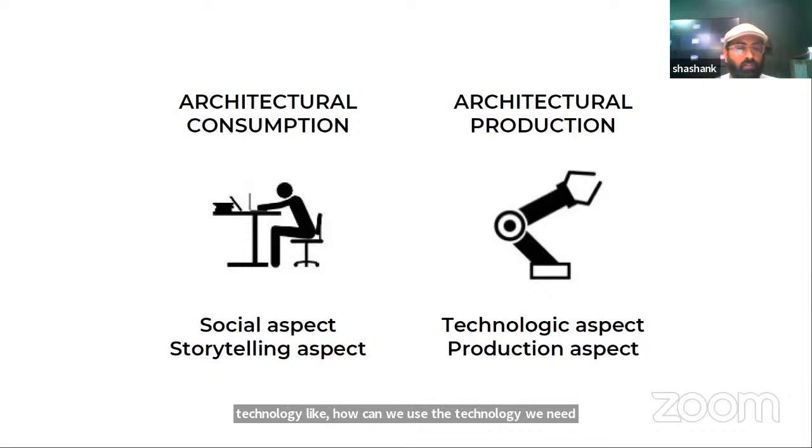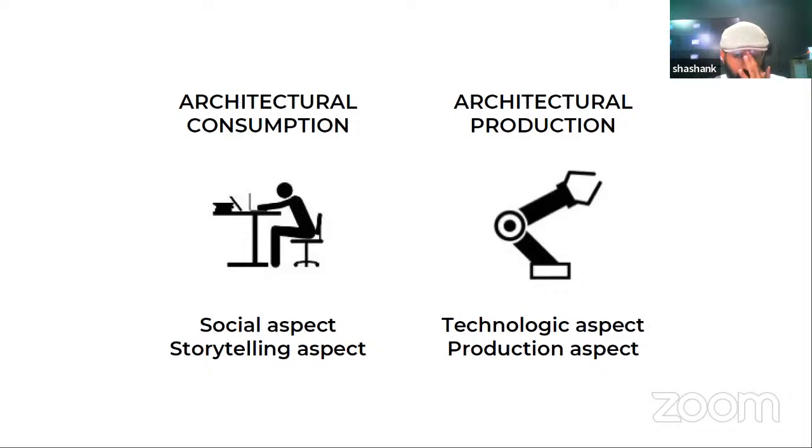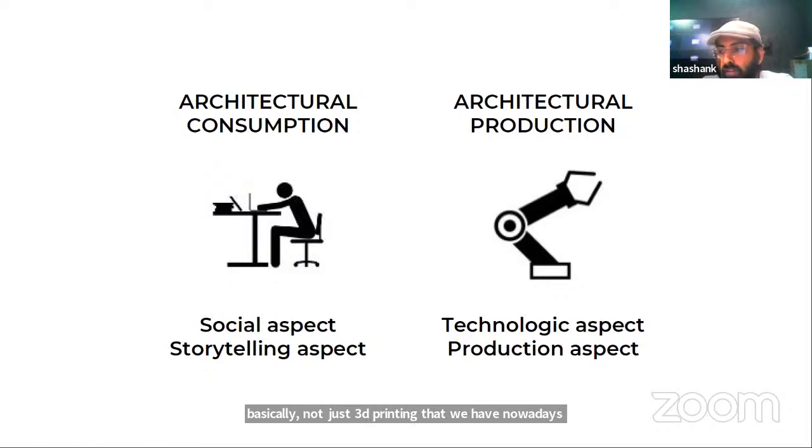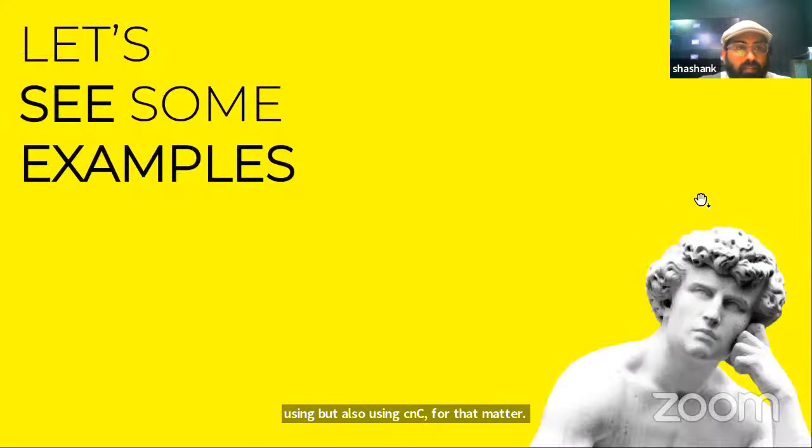We do know about the social aspects and the storytelling aspect of it, but also knowing what technologies are available and can be used in different methods is something that, if we know, becomes easier, because then we can convince our client to come up with some radical designs and use those technologies, basically, not just 3D printing that we are nowadays using, but also using CNC for that matter. So this is basically it.